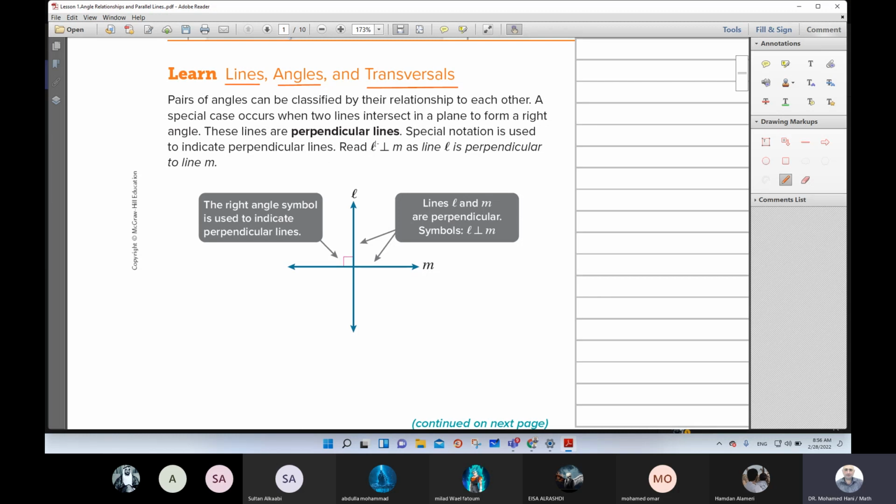Read L perpendicular M as line L is perpendicular to line M. As you see here, we have the first line, this is a horizontal line, and we have here the second line, this is a vertical line. The two lines intersect at this point, and the angle between the two lines will be exactly 90 degrees.